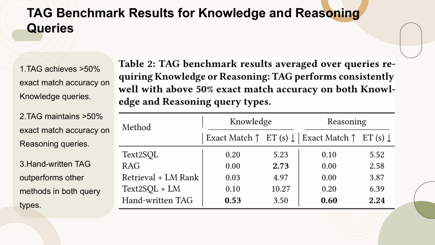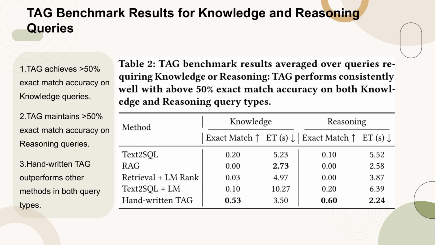Table 2 presents the TAG benchmark results, focusing on queries that require either knowledge or reasoning. The table highlights that the TAG model consistently performs well, achieving over 50% exact match accuracy on both knowledge and reasoning query types. This performance underscores the TAG model's effectiveness in handling a variety of query types that demand different cognitive capabilities. Notably, the handwritten TAG baseline significantly outperforms other methods, demonstrating its superior capability in both knowledge-based and reasoning-based queries.